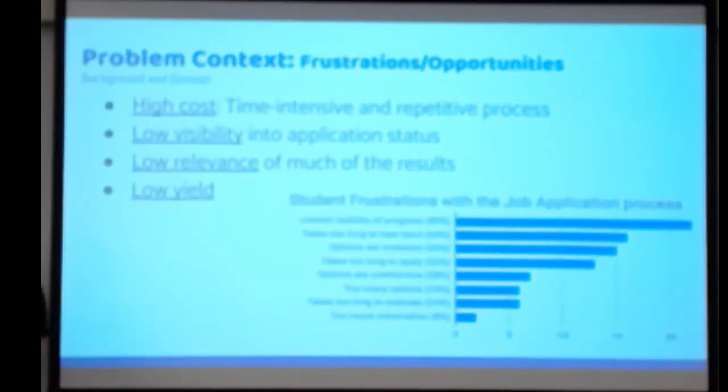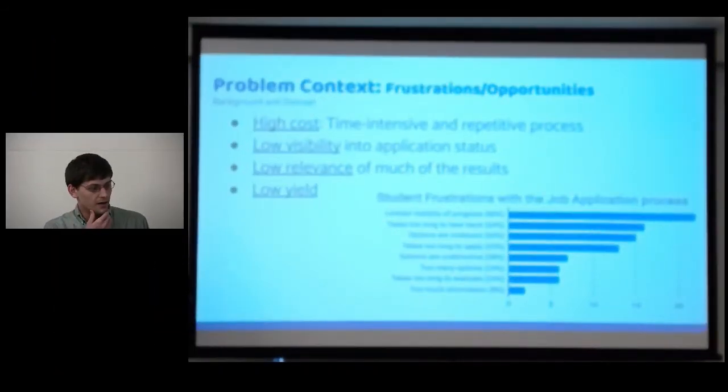So yeah, just a summary of the frustrations. It's very high cost, so you have to put in a lot of work at the very front to apply to any given job and to find them to begin with. You then have low visibility into the application status. A lot of the results that you do find aren't that relevant to what you want, or you don't qualify for them. And then the overall process is just very high intensity, low yield. You only get a few responses back. And we found this not only from ourselves, but from the survey we conducted with students, as we saw in the previous slide.